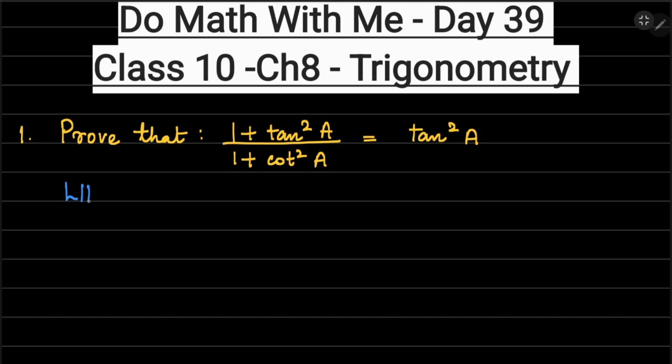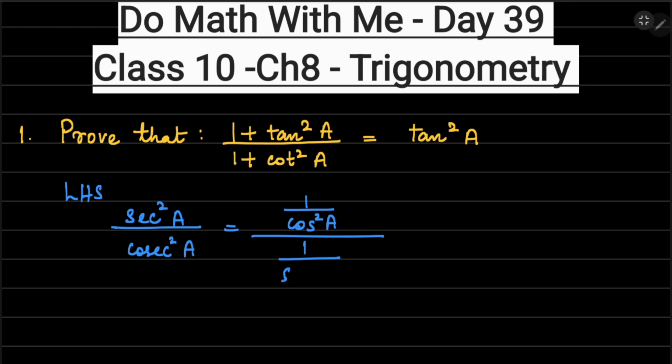So let's take the LHS. 1 plus tan square is secant square A, and 1 plus cot square A is equal to cosecant square A. Now secant and cosecant you can easily express in terms of cos and sine. Secant square is 1 over cos square A divided by cosecant square, which is 1 over sine square A, isn't it? Whenever you have two fractions, you multiply the denominator of the lower fraction with the numerator of the upper fraction, and this is how you multiply.